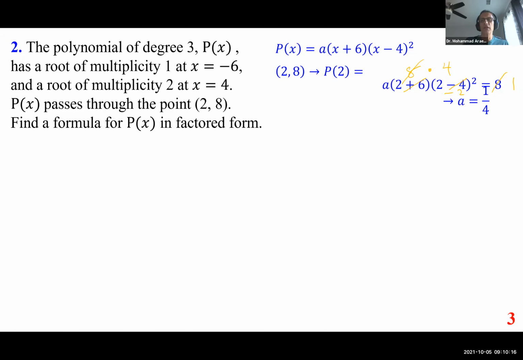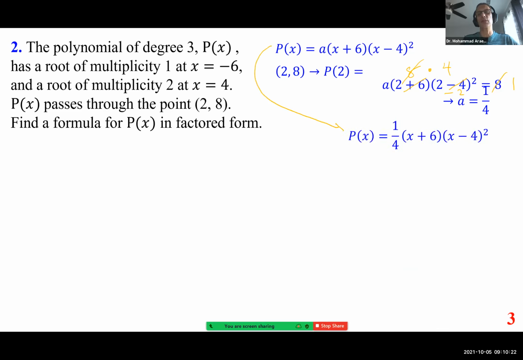Therefore, we write p of x as follows, just using this formula, and replace the a with 1/4. P of x becomes 1/4 times x plus 6 times x minus 4 quantity squared.